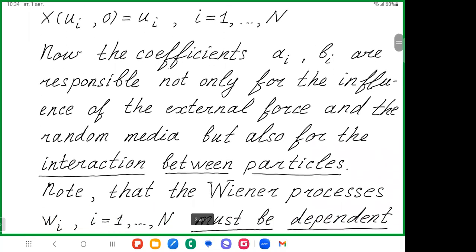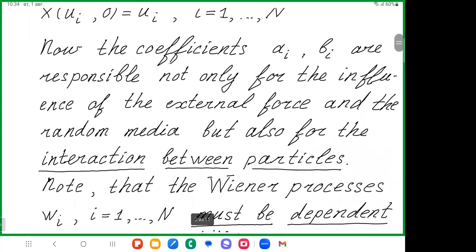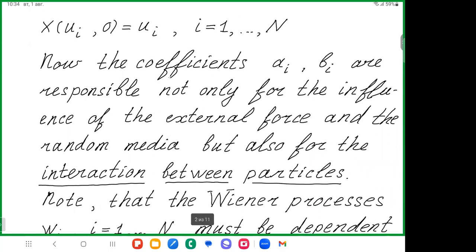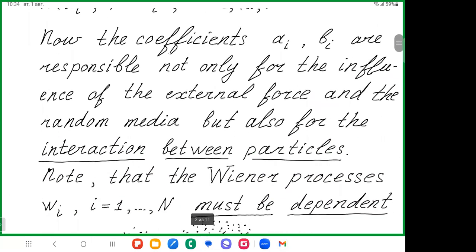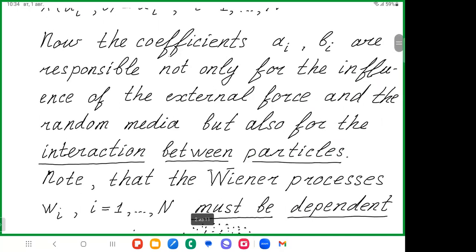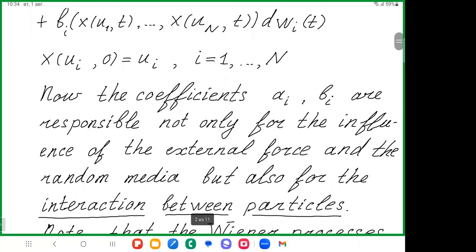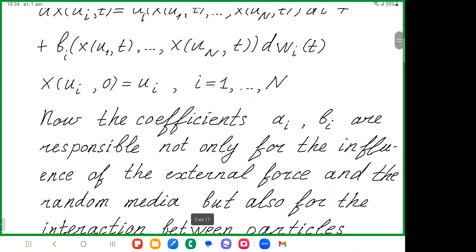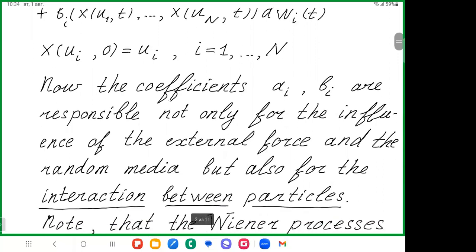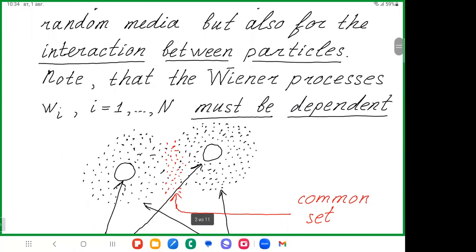But the coefficients A are responsible not only for the influence of external force and the random media, but also for the interaction between particles. This is trivial in this formula, but important for us in the future. Also note that the Wiener processes, which are corresponding to any particles, must be dependent. And the explanation is very simple.